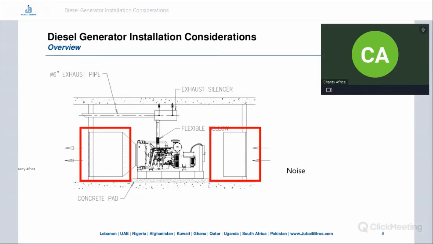Then we will also have a general overview of the noise. Since noise is also part of the installation considerations, we'll be having a brief overview of it. However, we'll only be discussing a few points on it and how it can be minimized. And since this is a broad topic, we'll not discuss this in detail since this can be part of another webinar session.